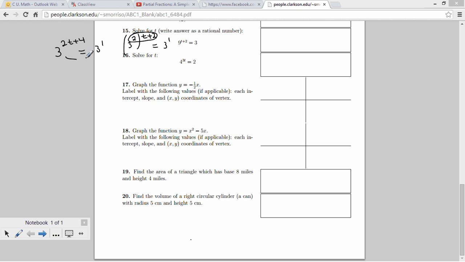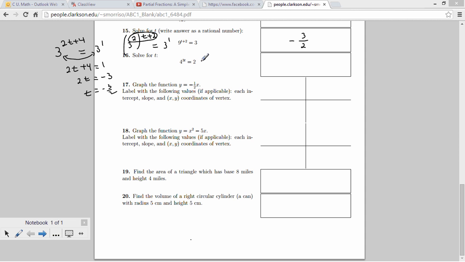And so now we've obtained the common base. We know that 2t plus 4 has to equal 1. So 2t equals negative 3. And so t is negative 3/2. All right. So negative 3/2, negative 1.5, negative 1 5/10, if you want to read it that way.